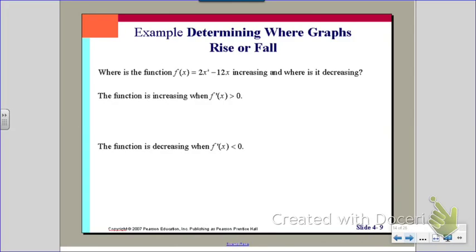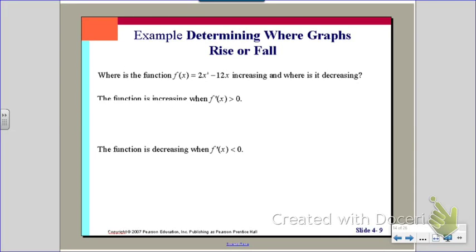So here's an example to follow. Where is the function increasing and decreasing? We know the function is increasing where the derivative is greater than 0, or positive. The function is decreasing when the derivative is less than 0, or negative. We'll take a look first at the derivative. The derivative of the function 2x to the third minus 12x would equal 6x squared minus 12. We want to figure out where the derivative is positive and where it is negative.